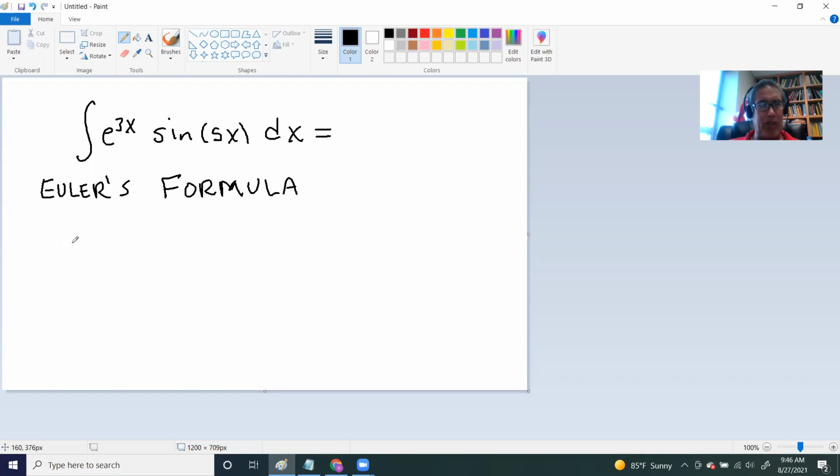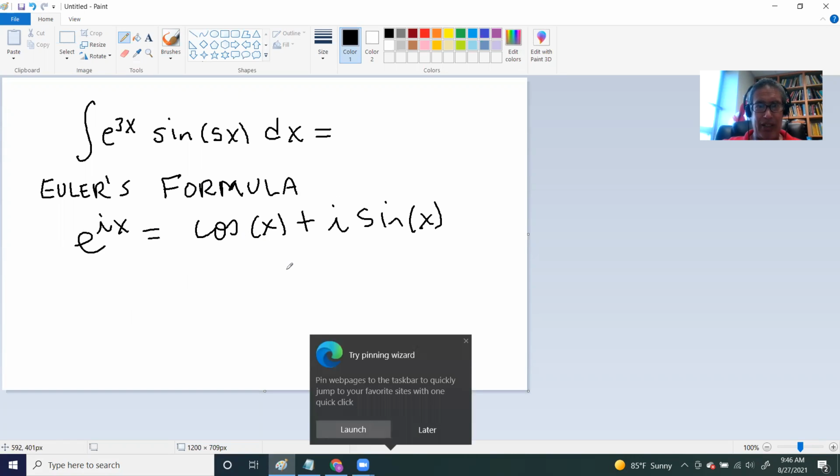Euler's formula says that e to the ix is cosine of x plus i sine of x. Okay, so what does that mean?